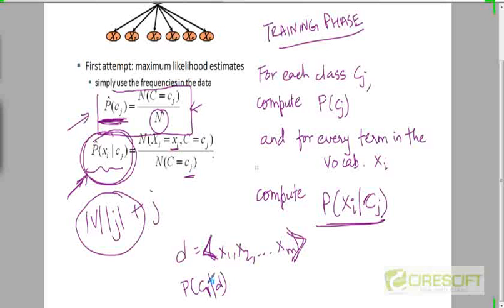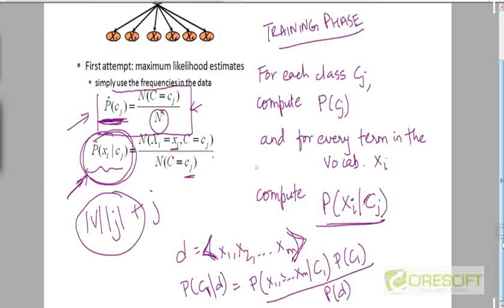What is the probability that the class is C1 given this document? That will simply be the probability of seeing terms x1 to xm appear in an arbitrary document of class C1 multiplied by the prior probability of class C1 divided by the probability of this document. And as I said, because this value is going to be the same for all the classes, we can just ignore it, because ultimately we want to choose the class which maximizes this numerator.